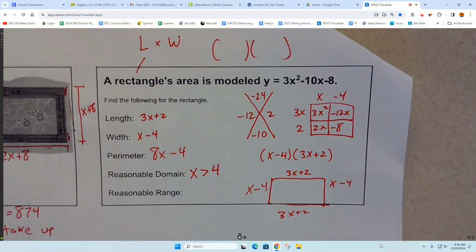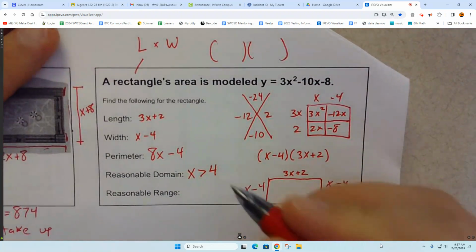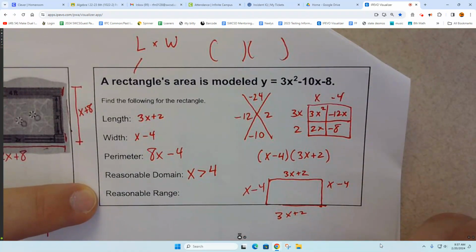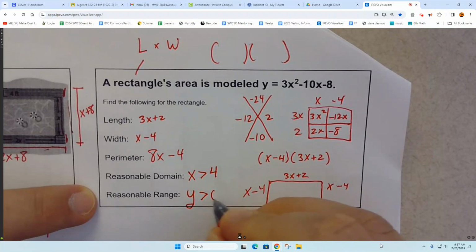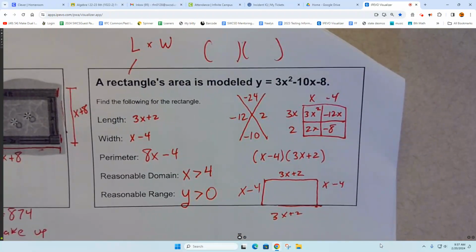No, there's a word for it. How do I say this outcome is going to be? Greater than 0. I almost gave it away. 0 is less than x. Yes. But range is always y. So what we're going to say is that y is going to be greater than 0. Can it be equal to 0? No, because that would be nothing.